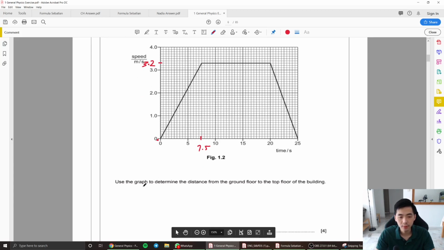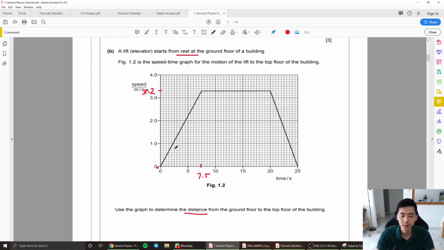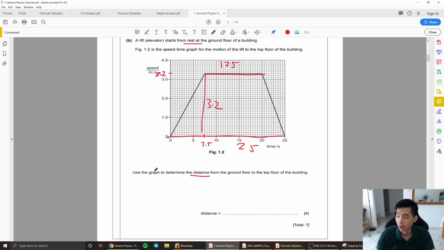Use the graph to determine the distance from the ground floor to the top floor of the building. If I'm asked to find the distance in a speed time graph, I'm obviously supposed to look for the area under the graph. In this case, this will be my A, 25. This will be my B, which is 20 minus 7.5, a total of 12.5. And my C should be 3.2. Writing everything into a calculation, it will be something like (12.5 + 25) divided by 2 multiplied by 3.2. Press that into the calculator.